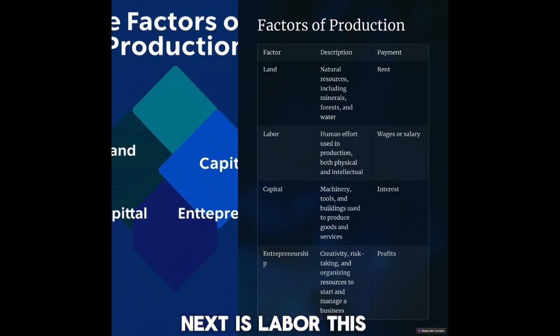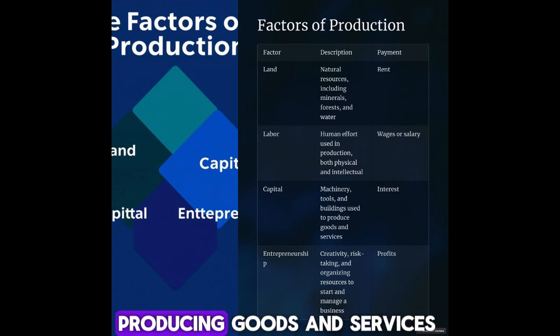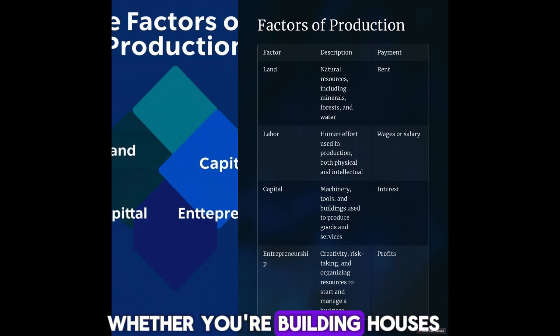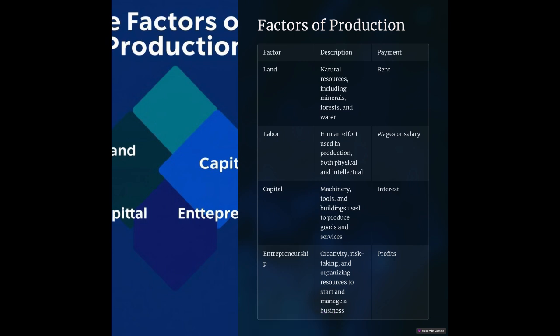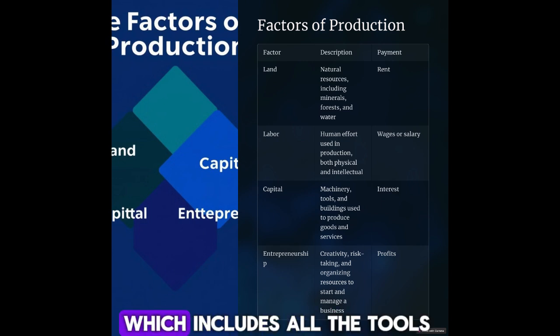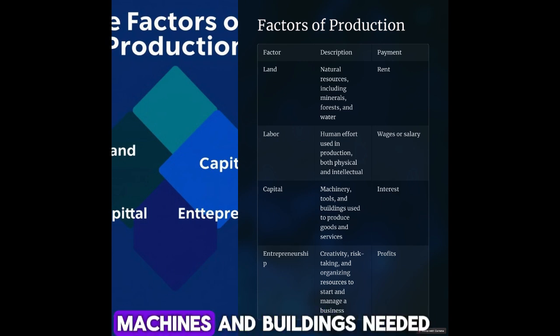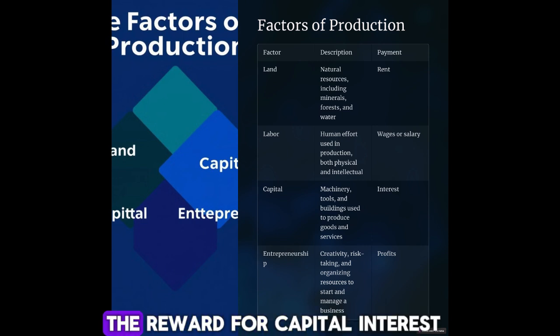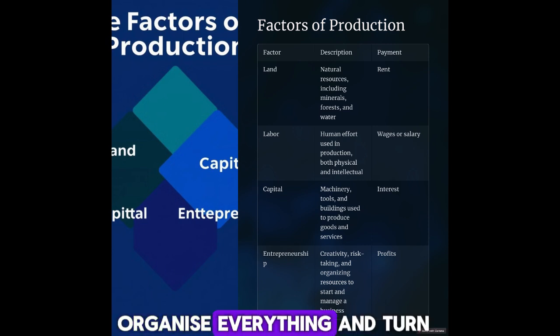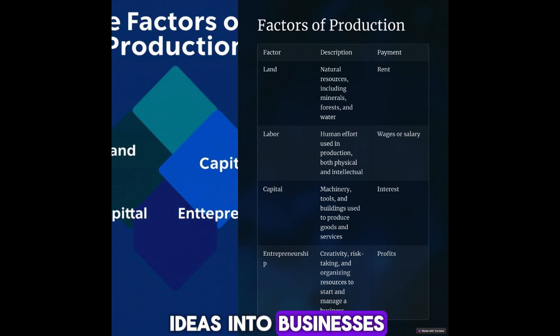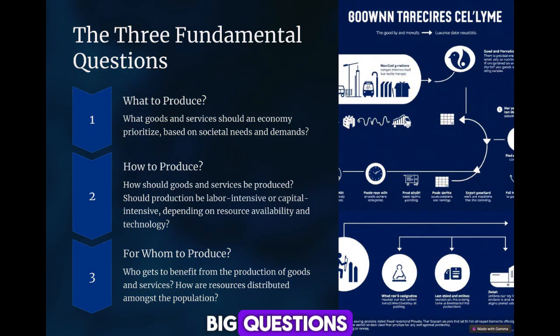Next is labor. This is all the human effort that goes into producing goods and services. Whether you're building houses or writing code, you're getting paid wages or salary. Then we have capital, which includes all the tools, machines, and buildings needed to produce stuff. The reward for capital? Interest. Finally, we have entrepreneurship. These are the people who take risks, organize everything, and turn ideas into businesses. Their reward? Profits.